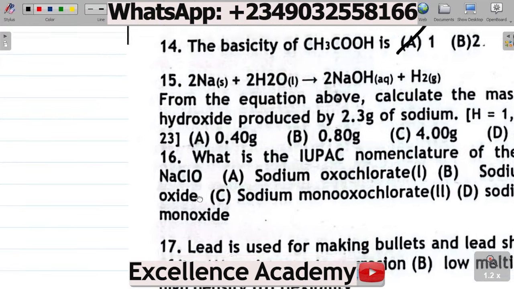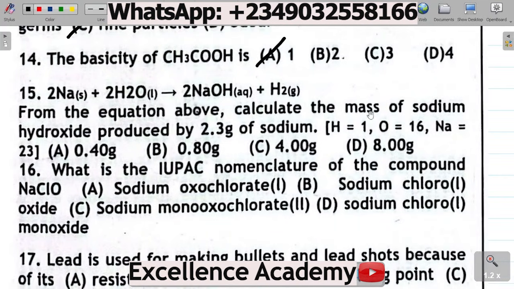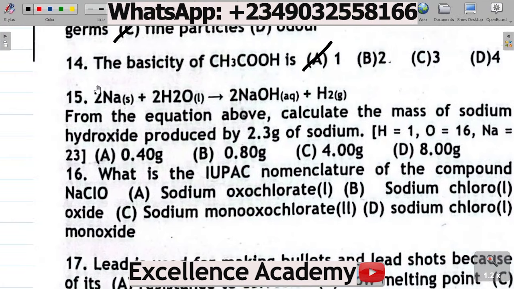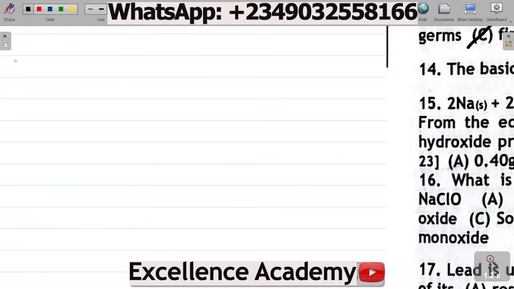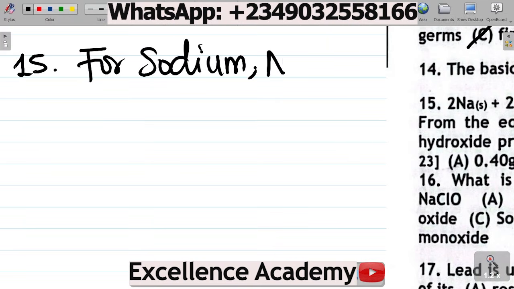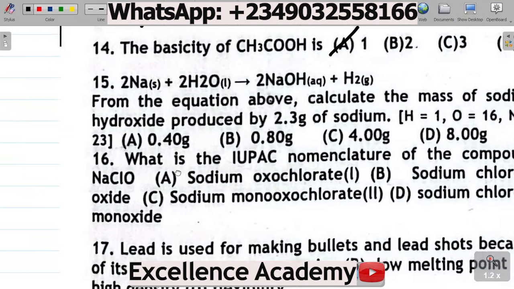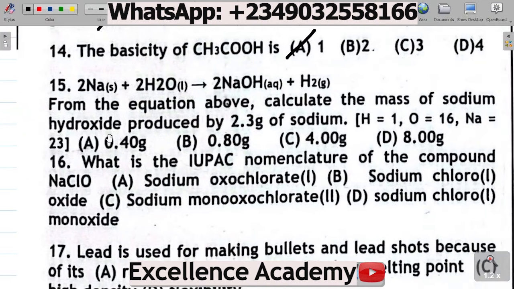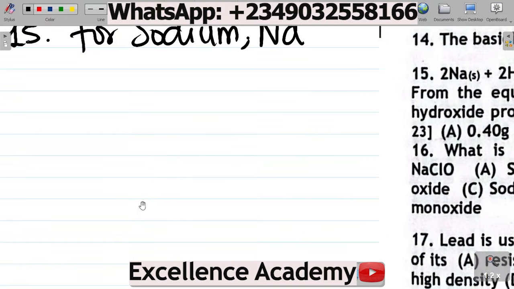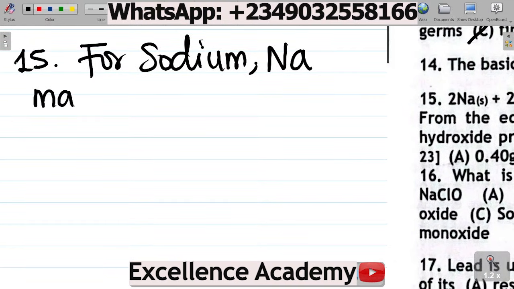For question number 15, let's look at what we have there. They said you have to calculate the mass of sodium hydroxide produced by 2.3 gram of sodium. Let's start with sodium, that's Na. You're given the mass of sodium as 2.3 grams.